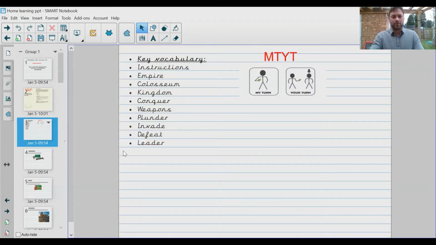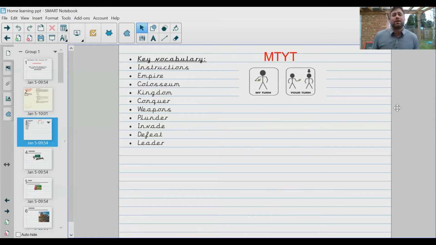And here are some words that we are going to be exploring today. So I'm going to say the word and then you're going to repeat. So instructions, empire, Colosseum, kingdom, conquer, weapons, plunder, invade, defeat, leader.